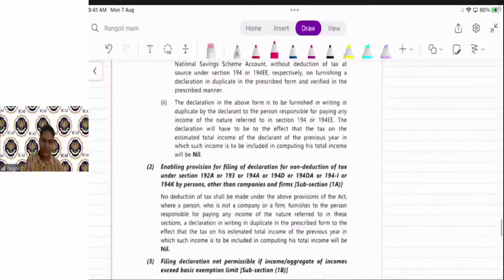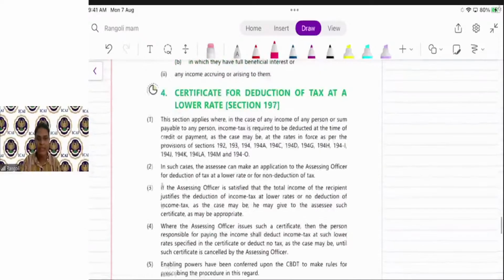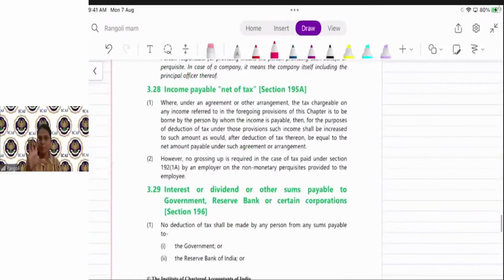Okay, so we'll continue from income. So your TDS chapter, the TDS portion, is completed. In the next lecture, we'll discuss the advanced tax and TCS component.